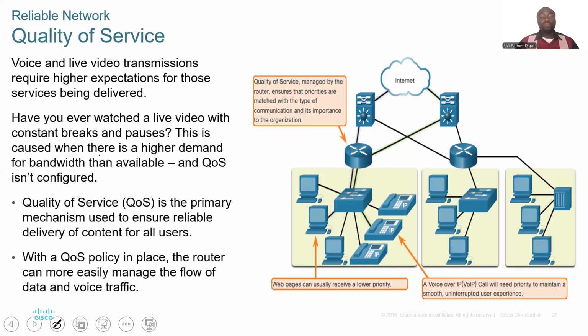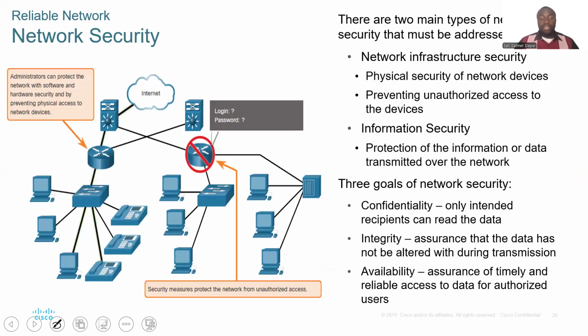So quality of service is primarily a mechanism used to ensure reliable delivery of content to all users. With a quality of service policy in place, the router can easily manage the flow of data and even voice traffic. Then the fourth element for a reliable network is network security.